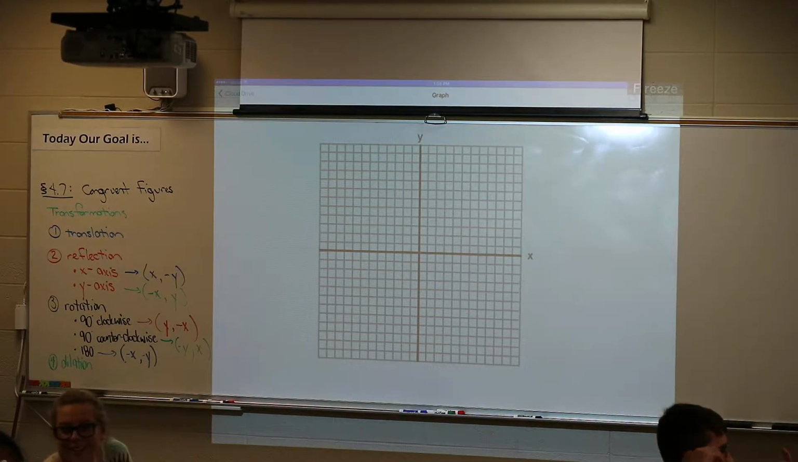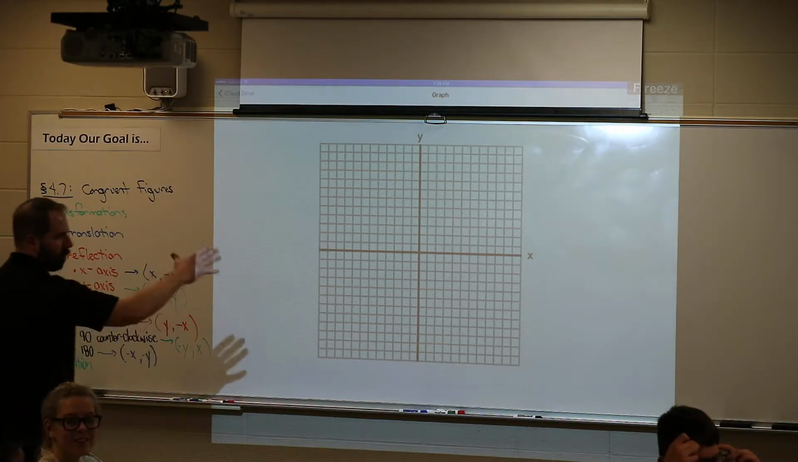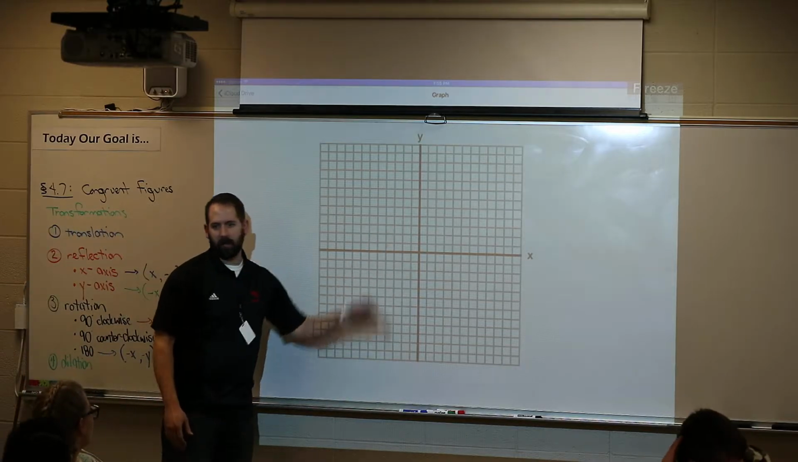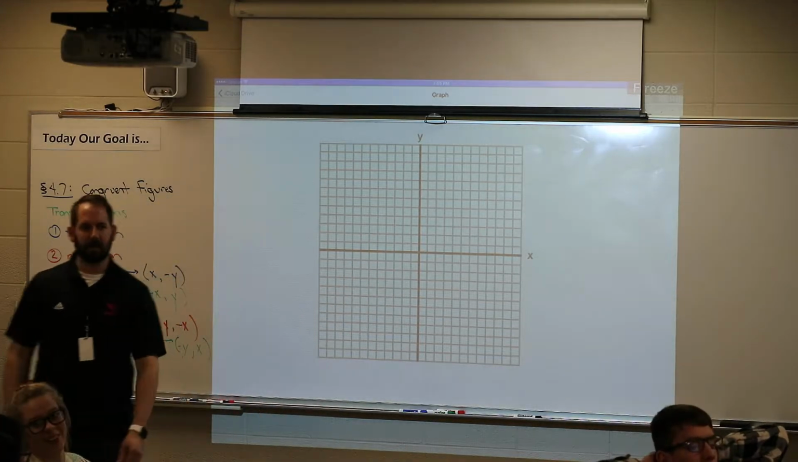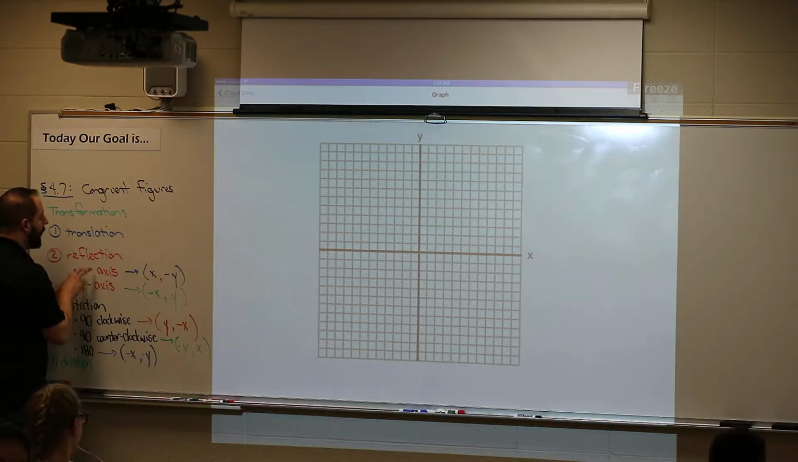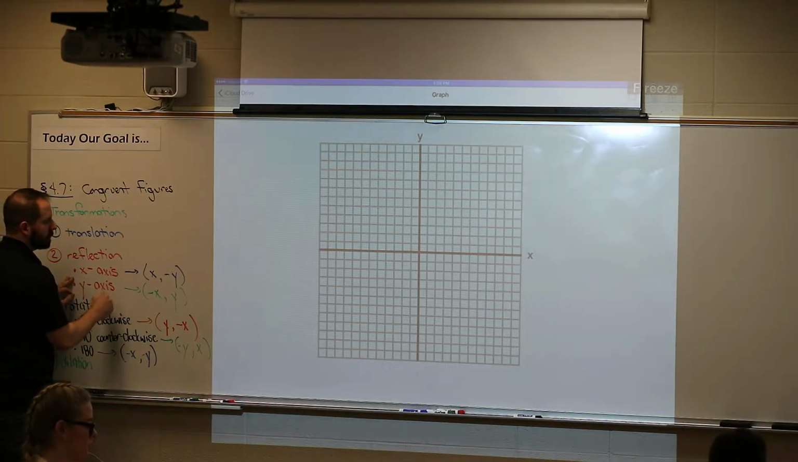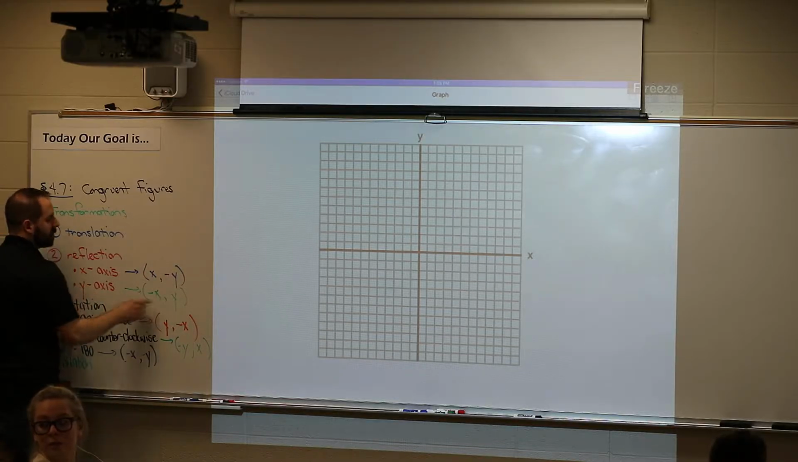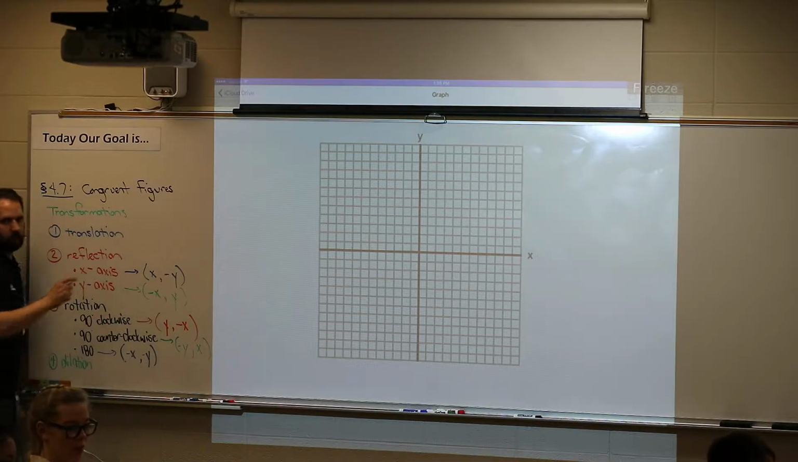Okay, today, as you can tell, we're sitting in little pods. We are going to graph today. We're going to be doing certain types of transformations today. Here are the different ones we've had up to this point. These are the formulas you should have in your notes. If you don't, you need to run down right now because you need them for the test.